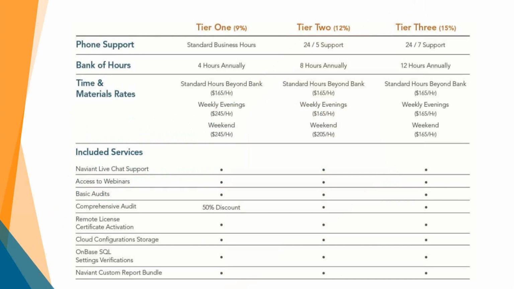And so the comprehensive audit is something that we like to recommend to occur every 3 years within your solution to get that more up-to-date touch point, and to really give management the tools and information they need to succeed. And so the last SLA advantage that I wanted to point out is the Navient Custom Report Bundle.